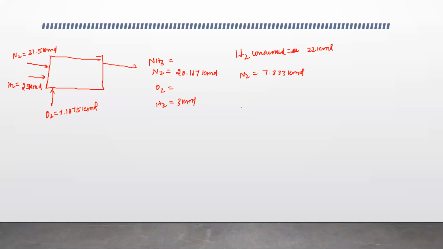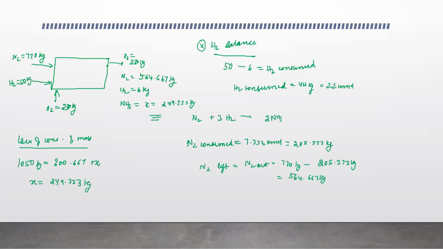Nitrogen out, this is by nitrogen balance, of course. So nitrogen in minus nitrogen out is nitrogen consumed. So nitrogen out is basically 27.5 minus 7.333, that is 20.167 kilomoles. All right. And oxygen is going to be as it is, 7.1875 kilomoles.